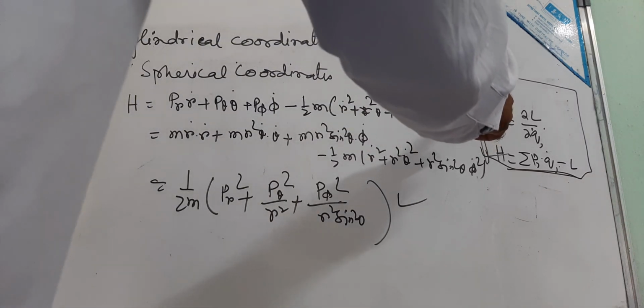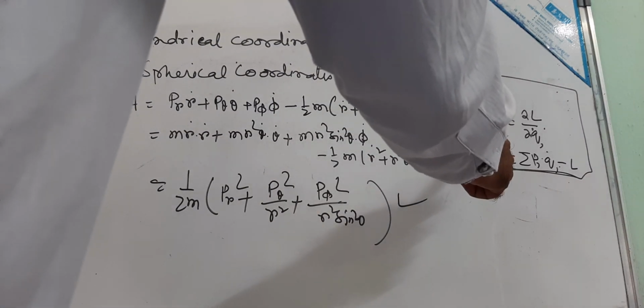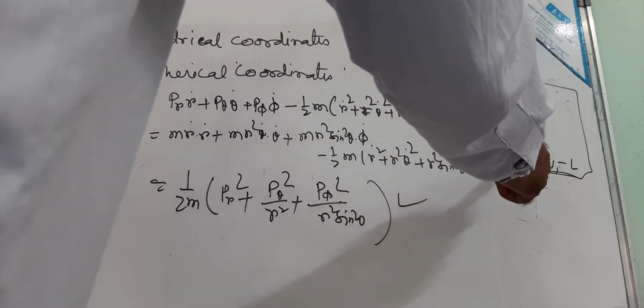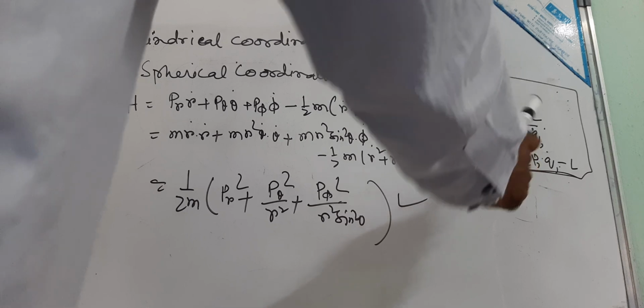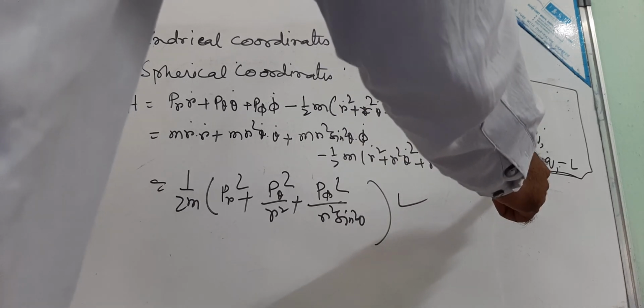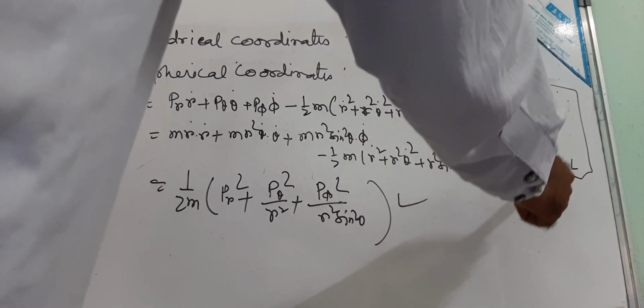First we find out the Lagrangian, then we find out the corresponding momentum by the formula del L by del qi dot, that is, the derivative of the Lagrangian with respect to velocity. Then we find out the Hamiltonian by this formula, summation of Pi qi dot minus L.